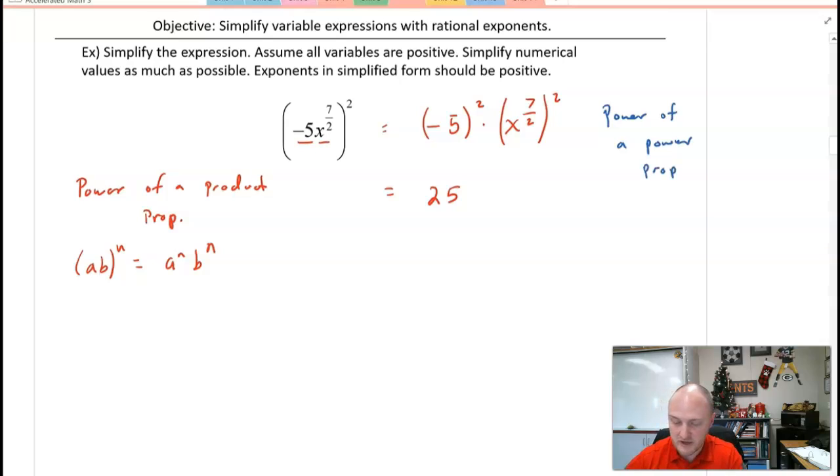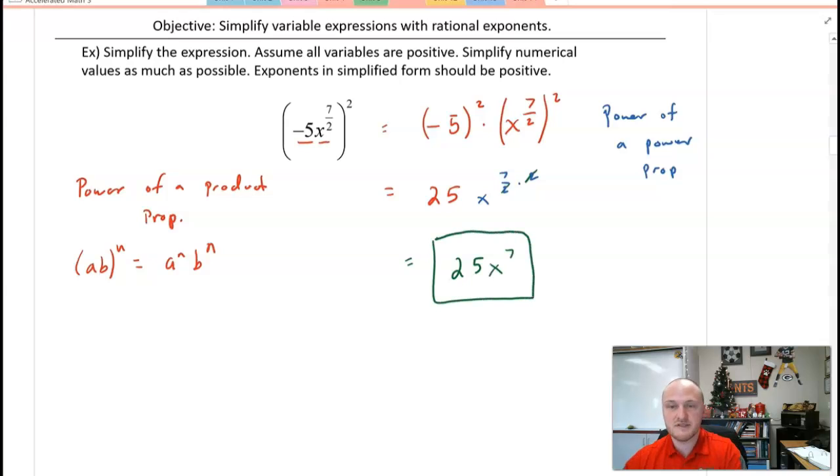Okay, so what I can do is I'm going to go ahead and multiply this. So x to the power 7 over half, or 7 over 2 times 2. Okay, and what I hope you should see is that these end up canceling, and we get our final answer. So 25x to the power of 7. Okay, and that is fully simplified.